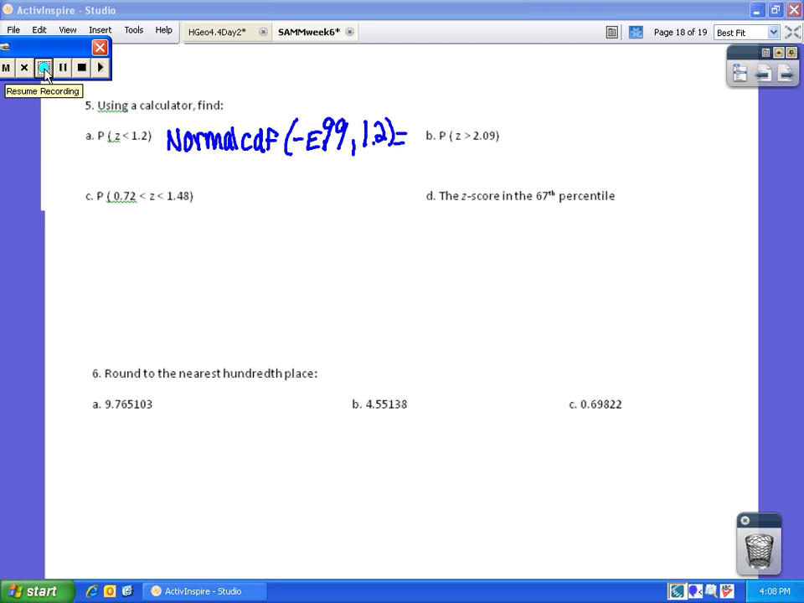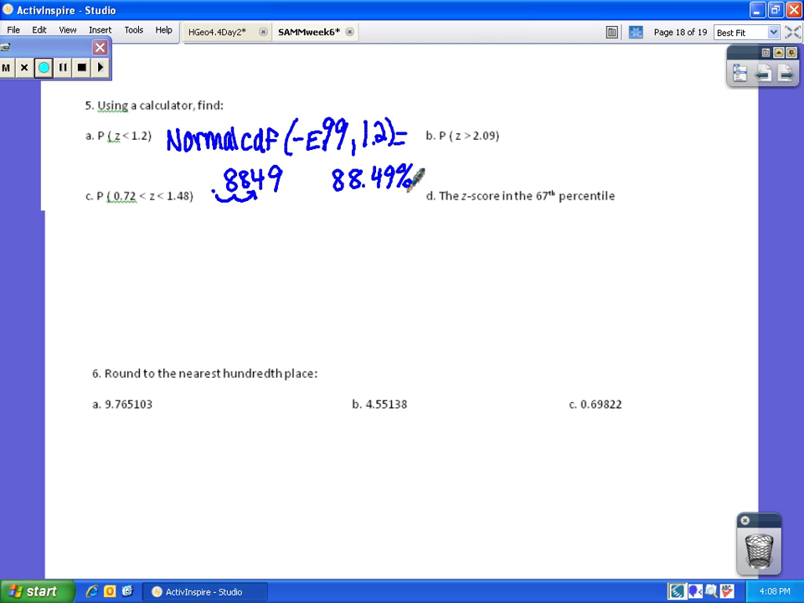For part 5A, I showed you exactly what your calculator should look like right before you press enter. And I get 0.8849. To convert that to a percent, I move the decimal over 2 places, and I get 88.49%. If you rounded that to 88% or 88.5%, that's fine. It's okay to round as long as you round correctly.